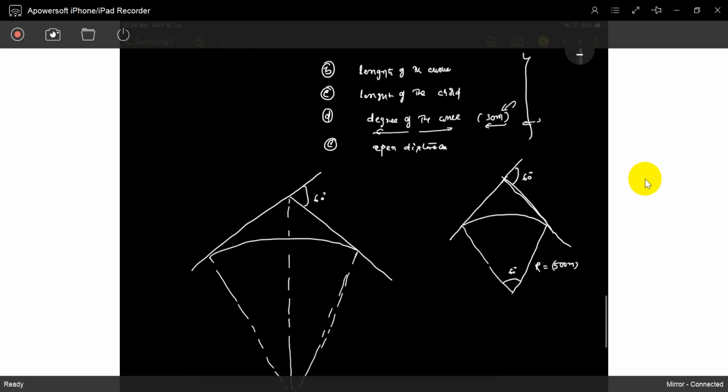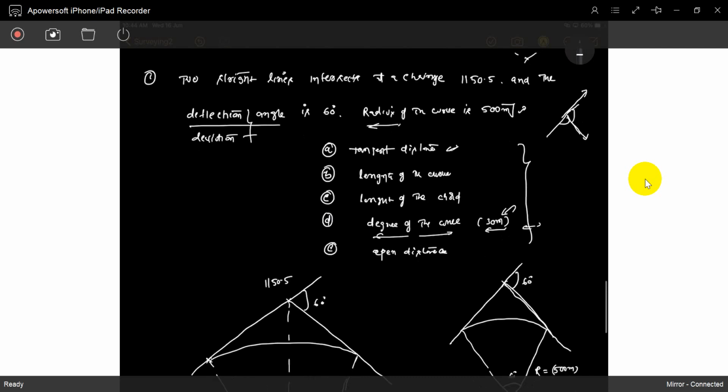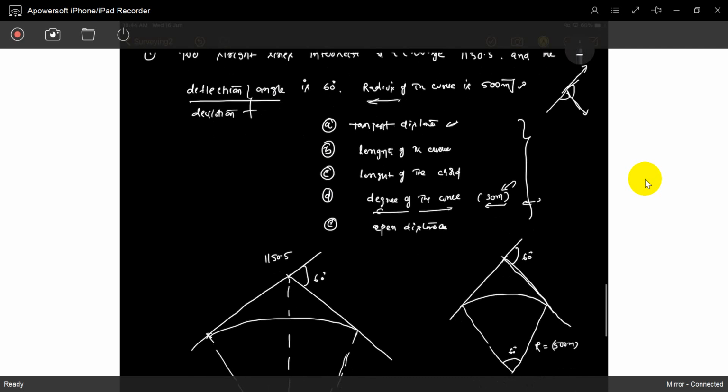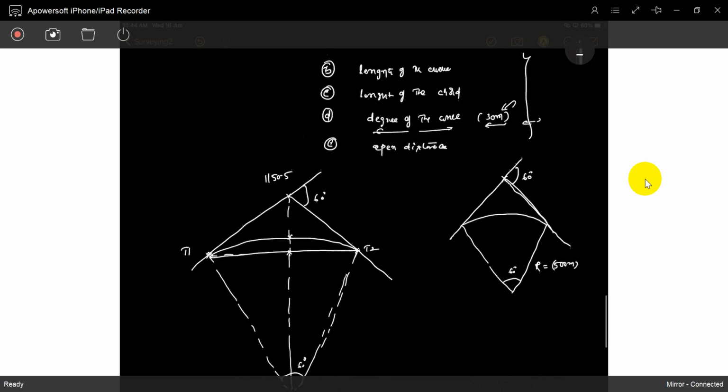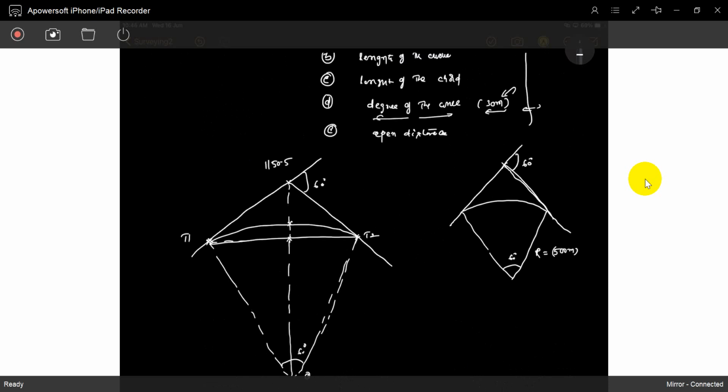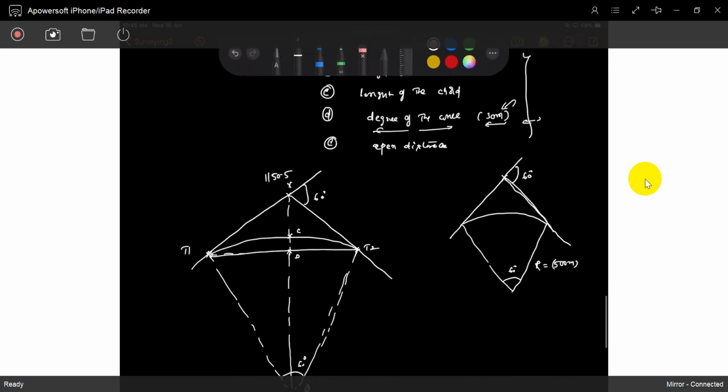Okay, this is also 60. So this is the point, the change point, where we set 11.5 centimeters rounded. This is T1, this is T2. So this is for the long chord. We can call this O, we can call this C, 60. This is B. So we can easily find this one by one.